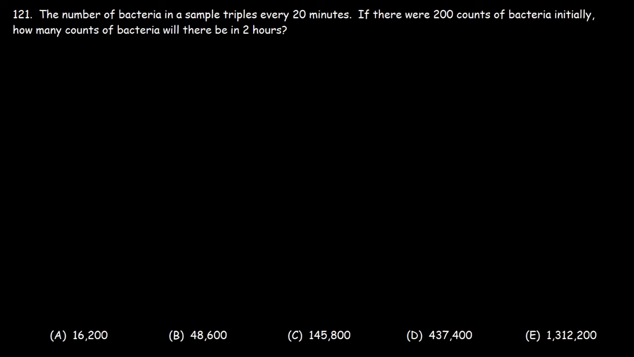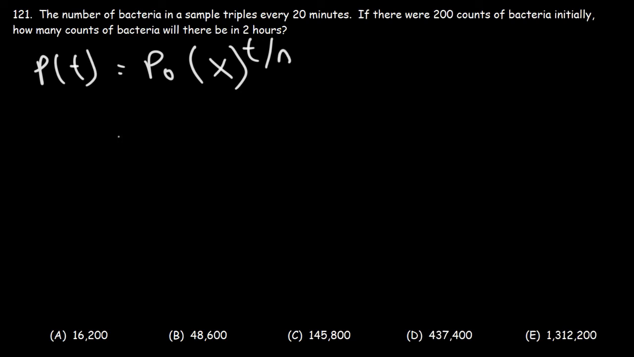Number 121. The number of bacteria in a sample triples every 20 minutes. If there were 200 counts of bacteria initially, how many counts of bacteria will there be in 2 hours? Well, let's find out. So the population of bacteria is going to equal the initial amount. In this case, let's use the letter x raised to the t over n. The initial amount is 200.